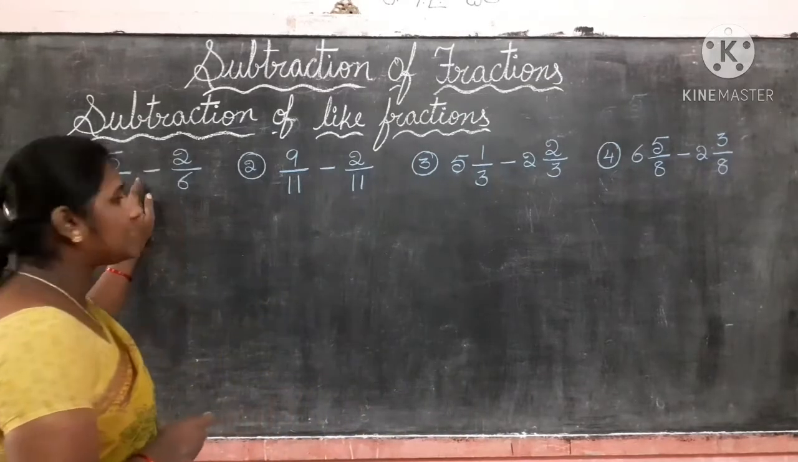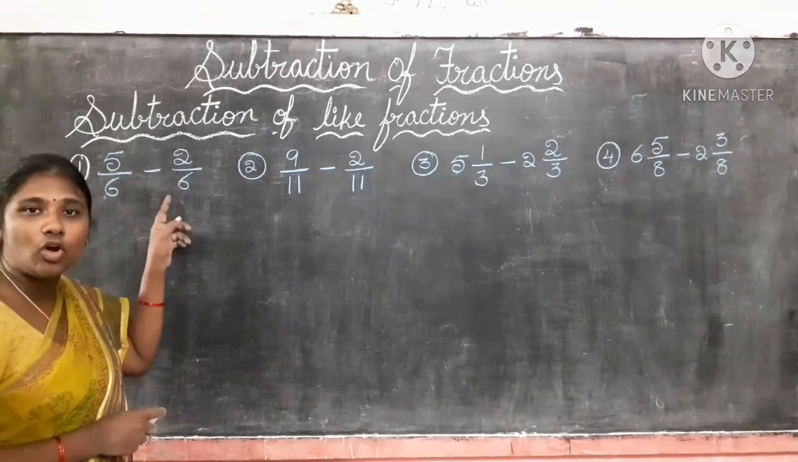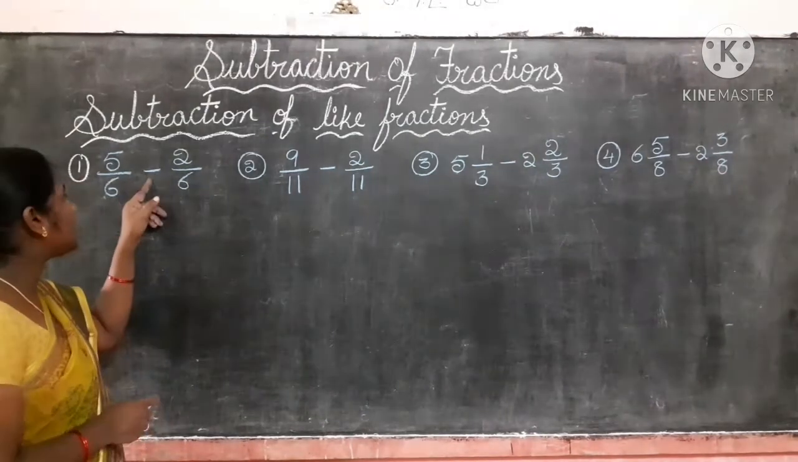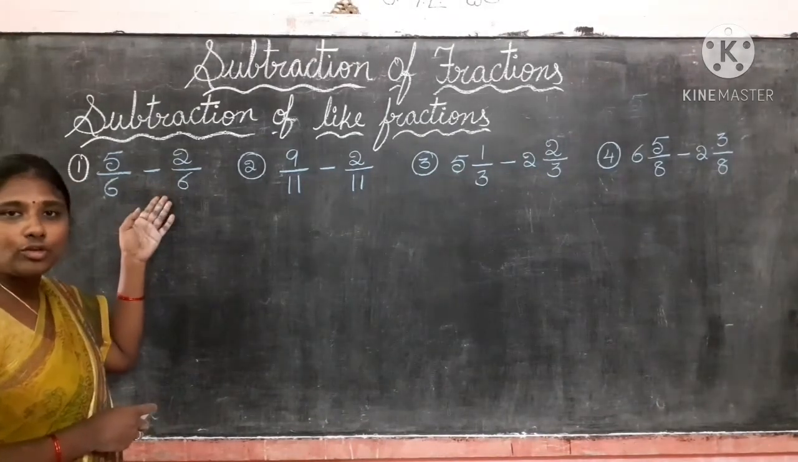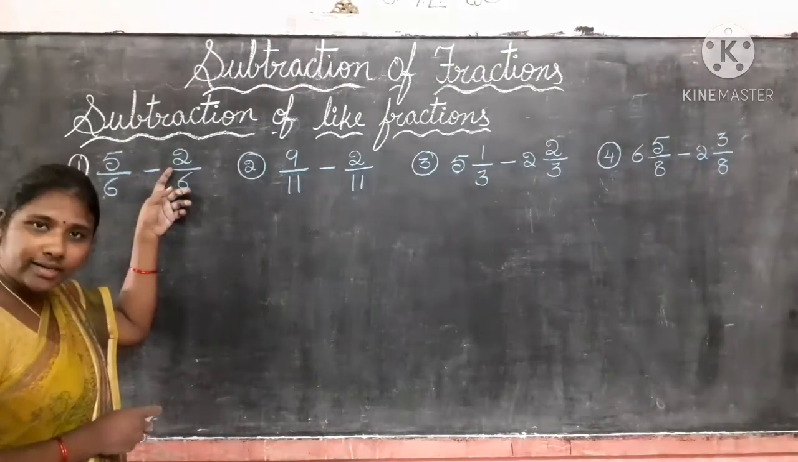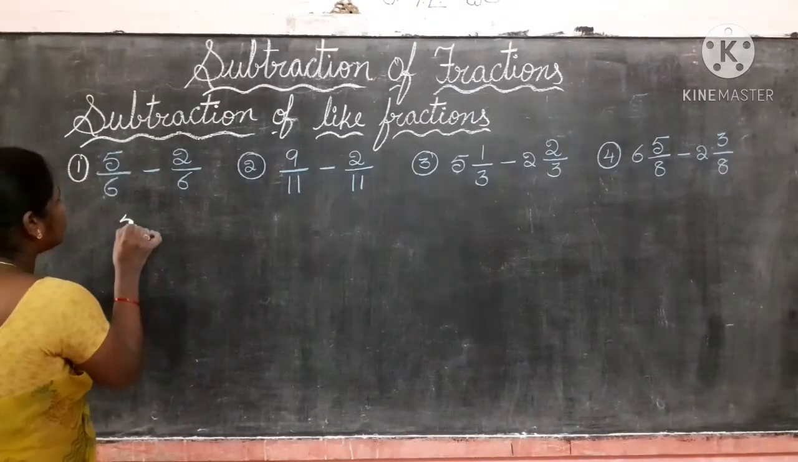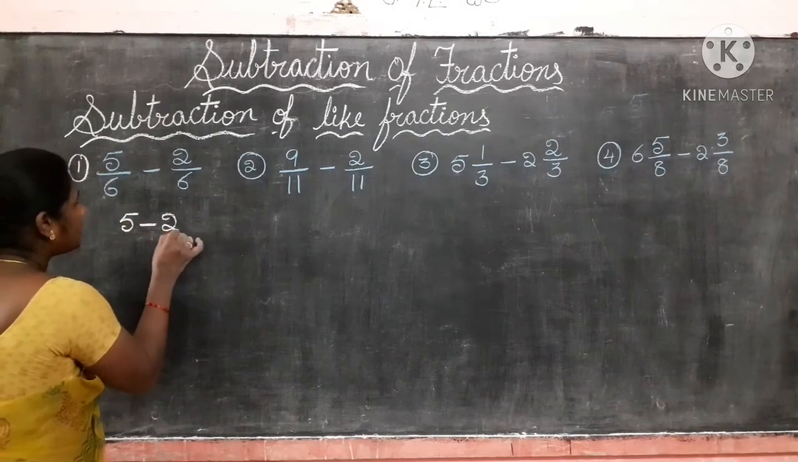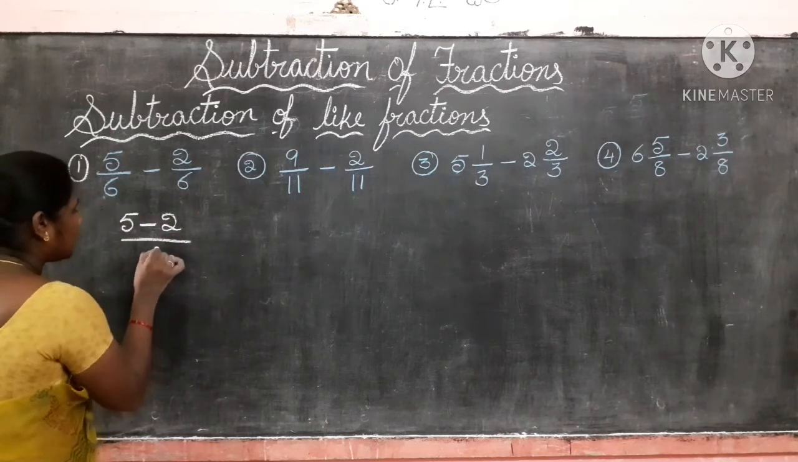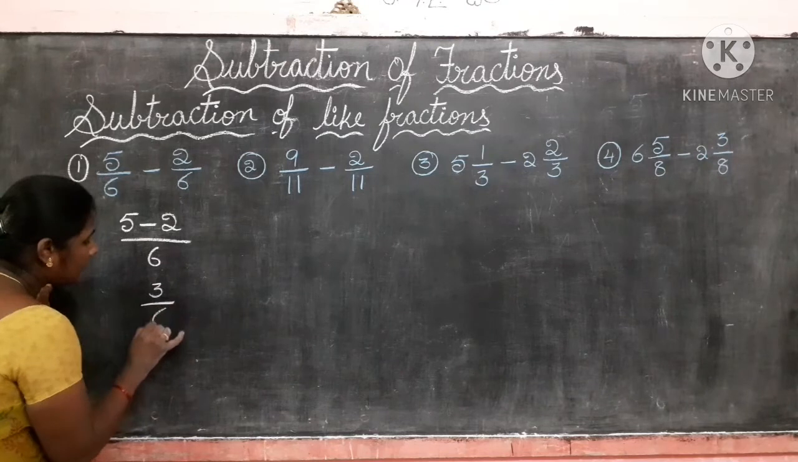First one, 5 by 6 minus 2 by 6. Here the denominators are same, so these are called like fractions. How will we do the subtraction of like fractions? Subtracting the numerators and writing the common denominator. So 5 minus 2 by, what is the denominator here? 6. 5 minus 2 by 6. 5 minus 2, 3 by 6.